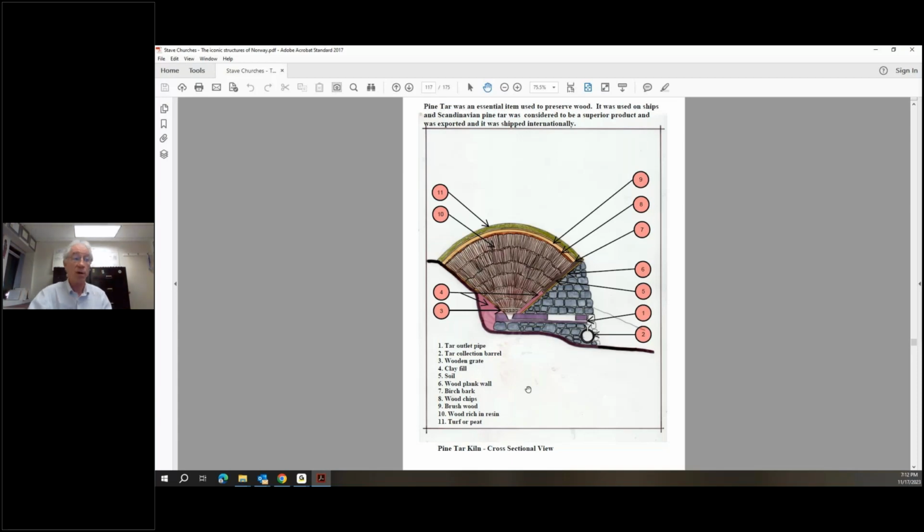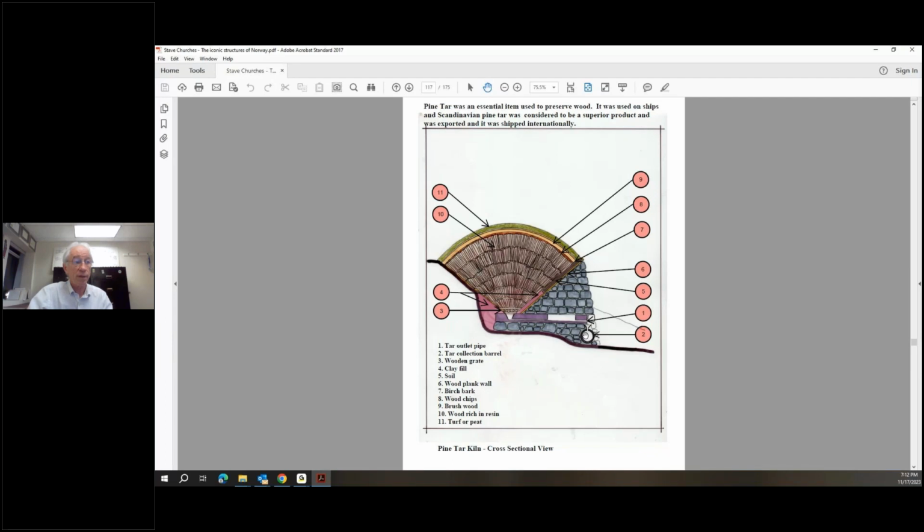And this is a pine tar kiln. So it's a section through. The wood that has resin in it that's going to be extracted is stacked up. At the very bottom here is a wood grate, and below that is piping that leads down to a funnel and a barrel.